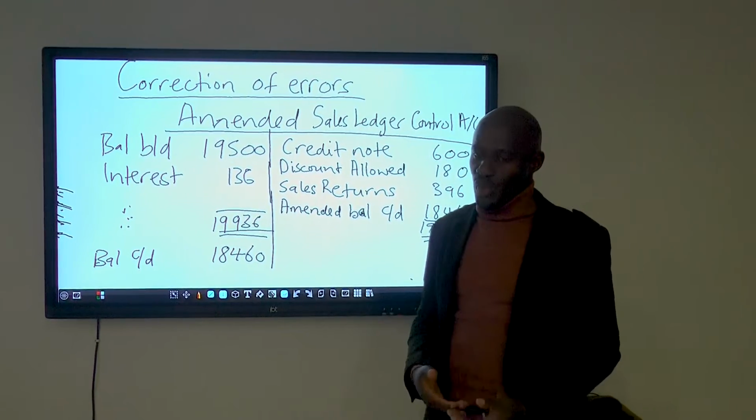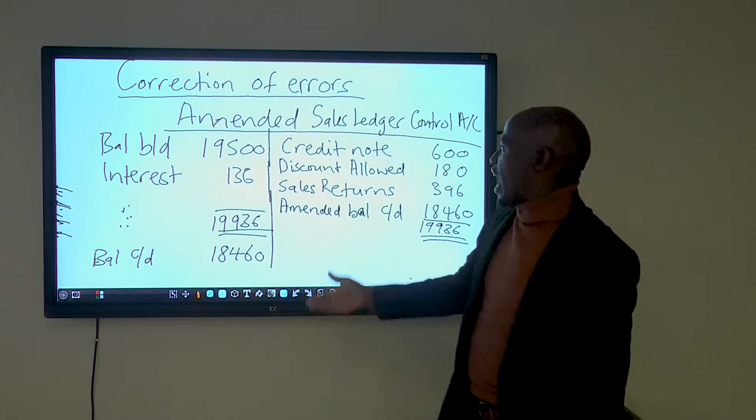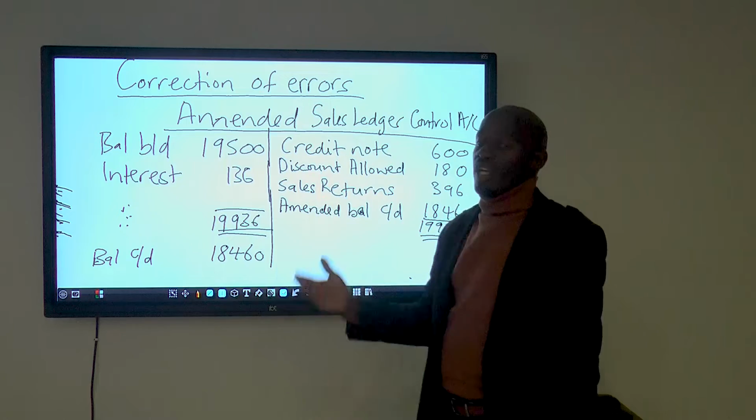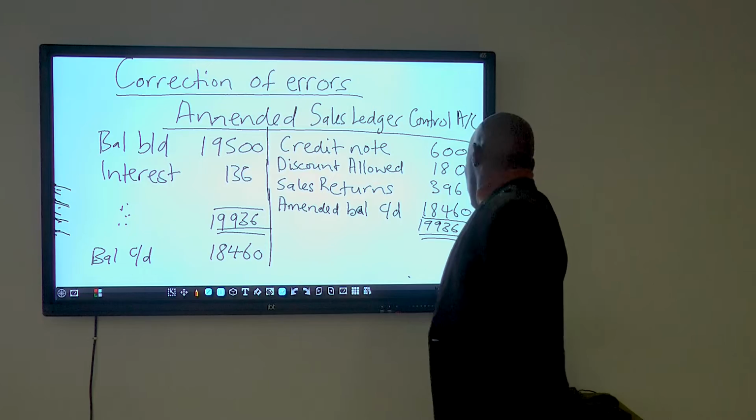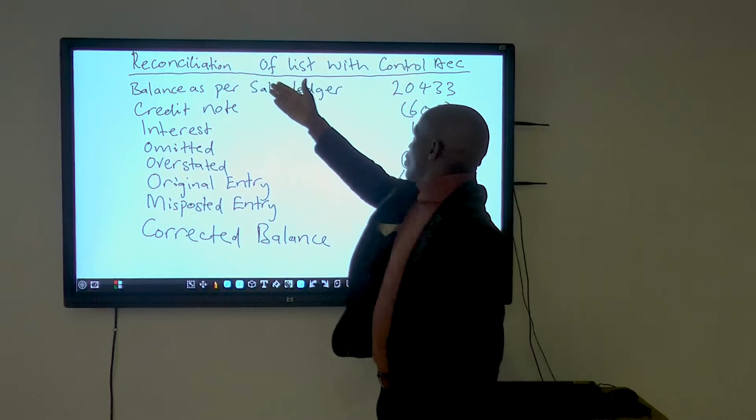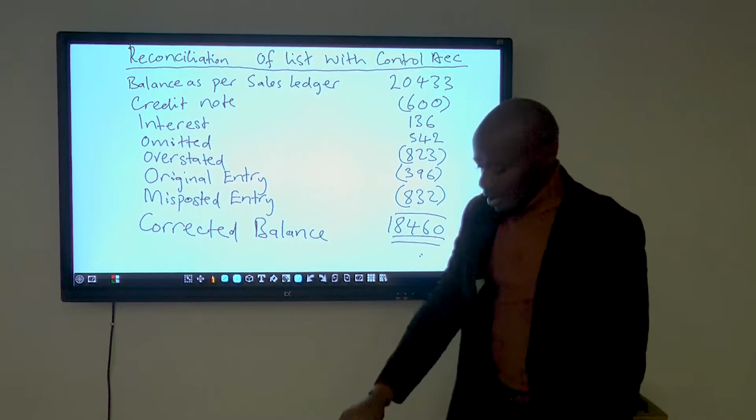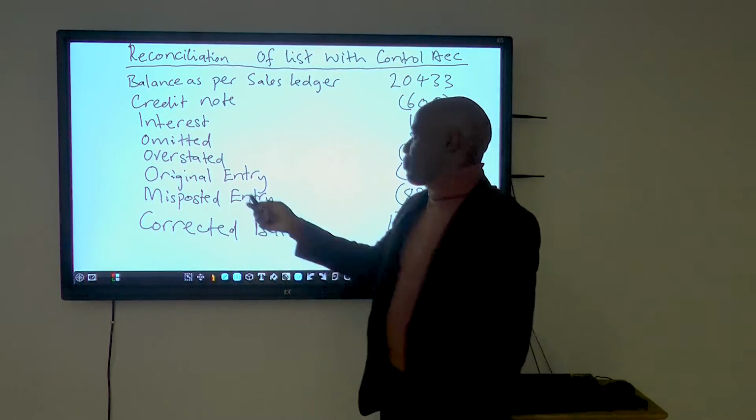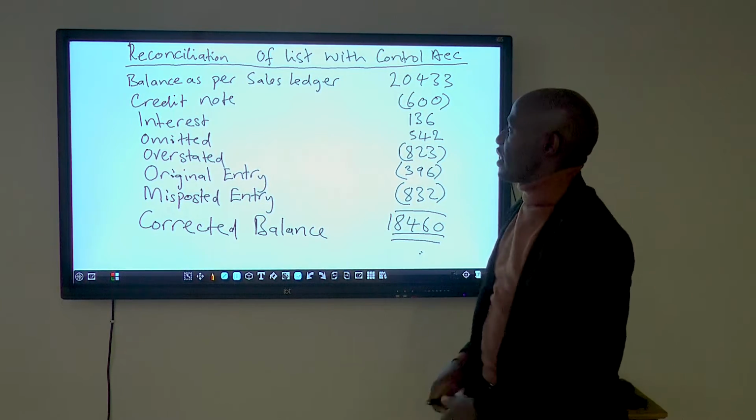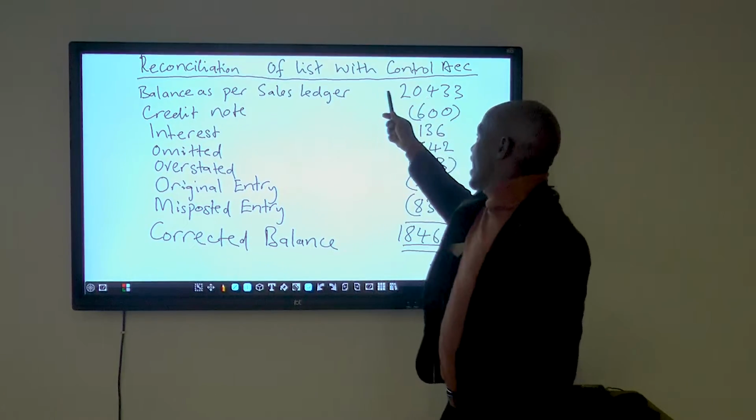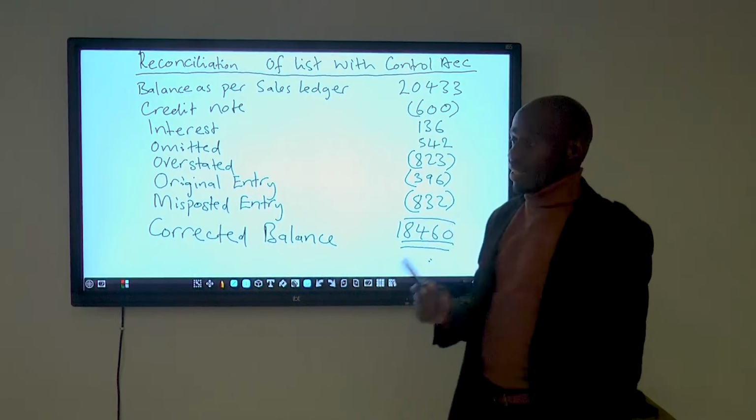After doing that, what do we do? We correct the errors. So we need to reconcile maybe the sales ledger control account to the list of sales ledger balances. Here it reads reconciliation of list with control account. Let's do this. What was the balance in the list of balances? That is the sales ledger. We have the balance as per sales ledger. There, we are given that in our question, which is 20,433.